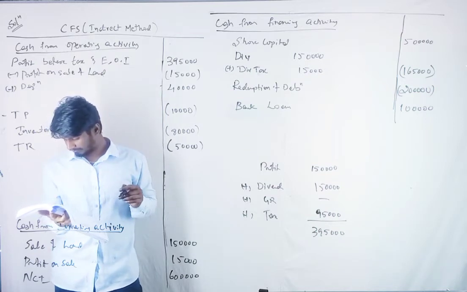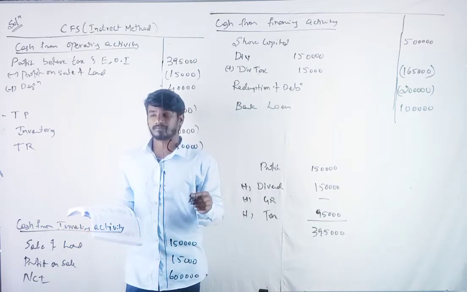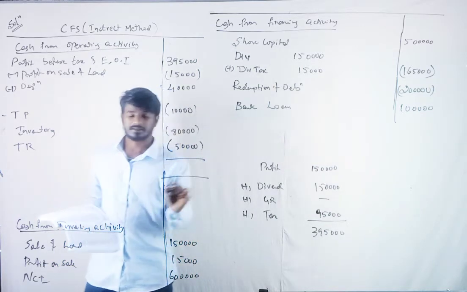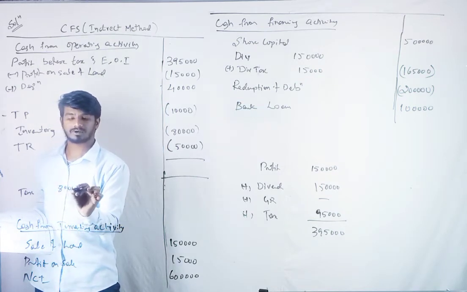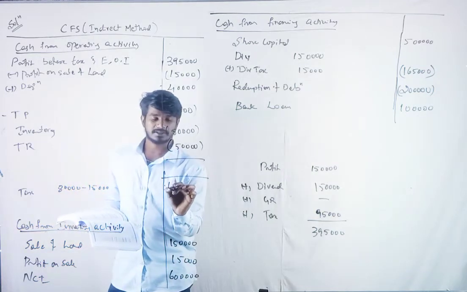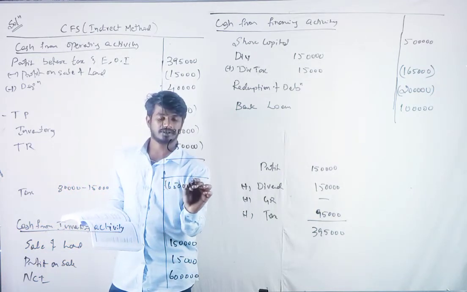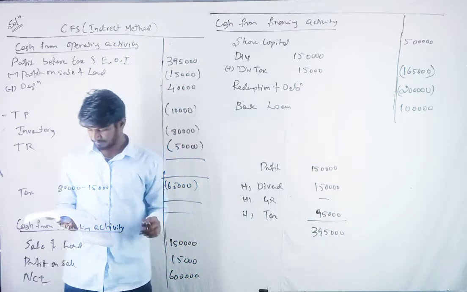Next, cash and cash equivalent. Okay, dividend proposed. Let's calculate and see. Tax 80,000 it was, and out of that 15,000 is the dividend tax. It is 65,000. We'll get minus here. Remaining we will show it here.